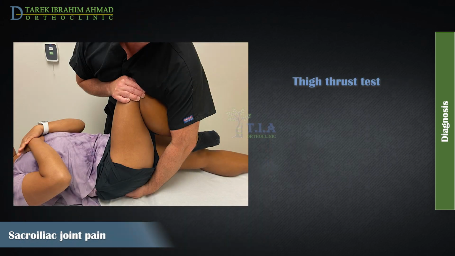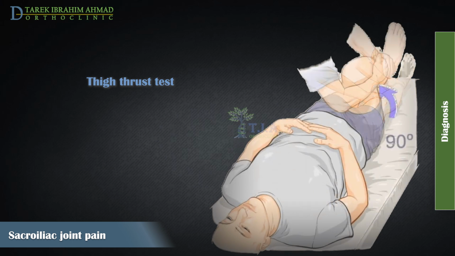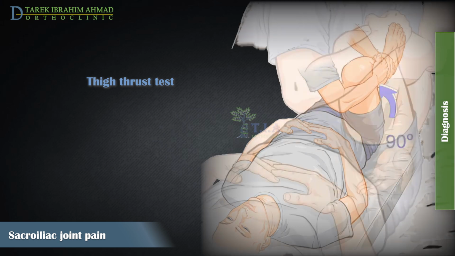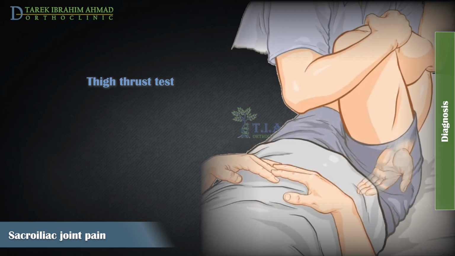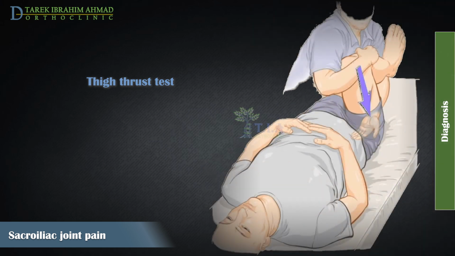Thigh thrust. The patient lies supine on the exam table. The examiner flexes the hip and knee on one side until the thigh is vertical to the exam table. The examiner wraps an arm around the flexed thigh and knee and places one hand under the sacrum, then applies a downward load through the femur. Pain in the sacroiliac joint region is suggestive of sacroiliac joint dysfunction.